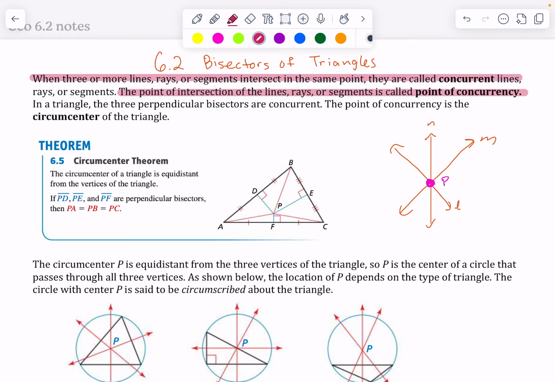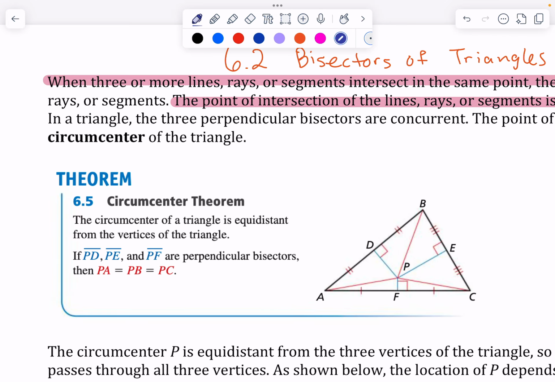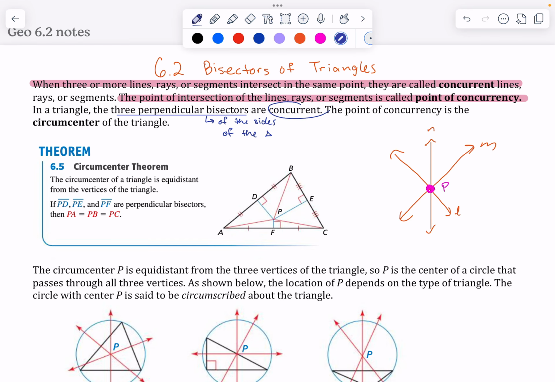In a triangle, the three perpendicular bisectors are concurrent. The point of concurrency is the circumcenter of the triangle. Okay, so let's dissect that last part a little bit more. The perpendicular bisectors of the sides of the triangle. That's what we would want to add here. The three perpendicular bisectors of the sides of the triangle are concurrent, meaning they are going to intersect at a point, and the point that they intersect at is the point of concurrency.